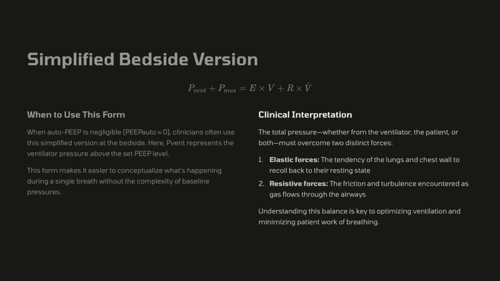So the clinical interpretation is that the total pressure, whether from the ventilator, patient or both, must overcome two distinct forces, that is the elastic force, the E, and the resistive force, the R. So these are the two main things the ventilator is trying to overcome before it is able to deliver the breath. Understanding this balance is key to optimizing the ventilation and minimizing the patient's work of breathing.